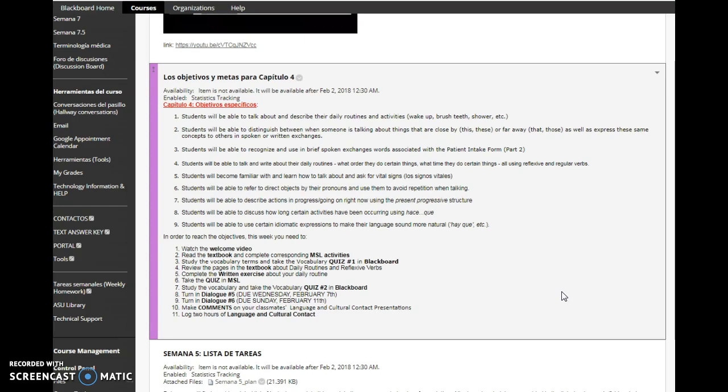You'll also be able to discuss how long certain things have been going on for using hace que. And you'll be able to use certain idiomatic expressions that make their language sound more natural. So things like hay que.